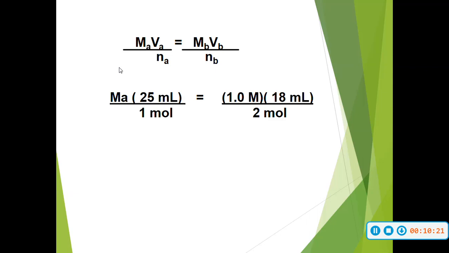The molarity of our acid is our unknown. We don't know it. That's what we're trying to solve. We were told that we have 25 milliliters of our acid, and our coefficient for our acid is 1 mole. We also have the molarity of our base, which was 1, and the volume of our base, which is 18 milliliters, and then our coefficient for our base is 2 moles. So if you do all that math, the molarity that you should have got is 0.36 molar.